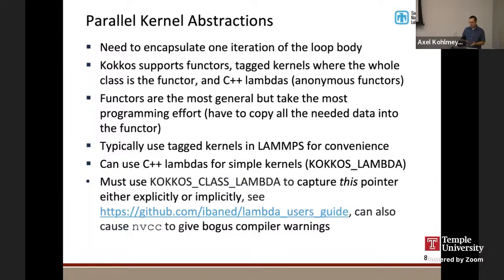That would be like a Kokkos lambda, but there are some gotchas that you need to pay attention to with lambdas. If you try to capture the this pointer, either explicitly or implicitly, then you need to use Kokkos class lambda, which has some further requirements that you can look at in the lambda user's guide. It can also give some bogus warnings with NVIDIA GPUs, so just something to be aware of. Typically I use lambdas for simple kernels. If it's really complex, then I'll use a tag, or in some cases we have to use a functor.